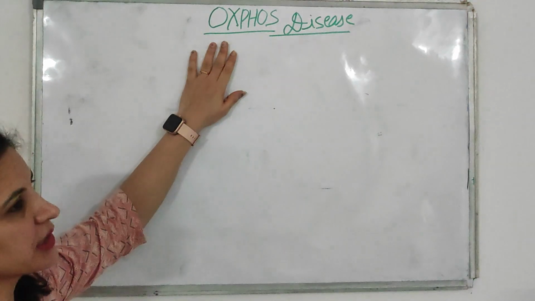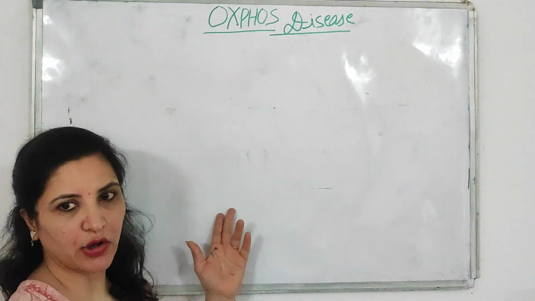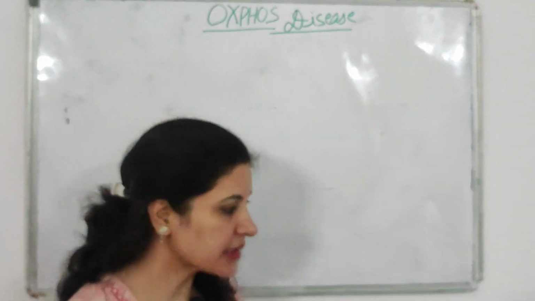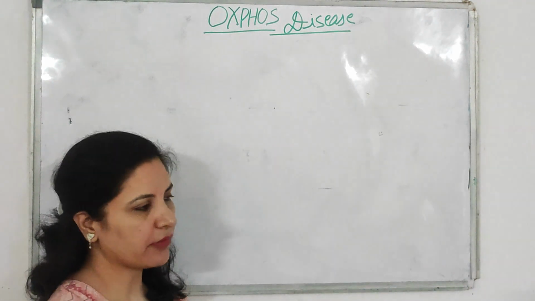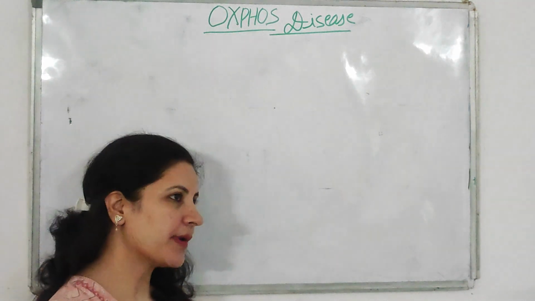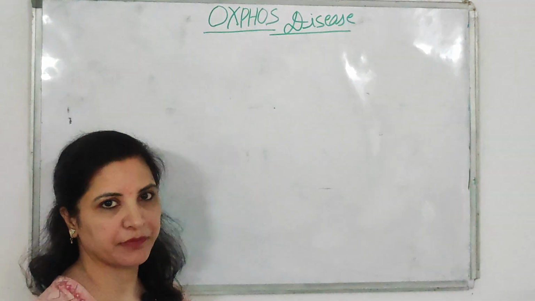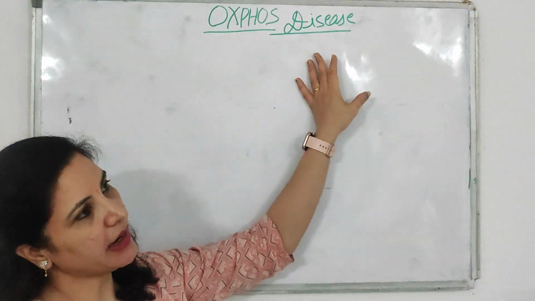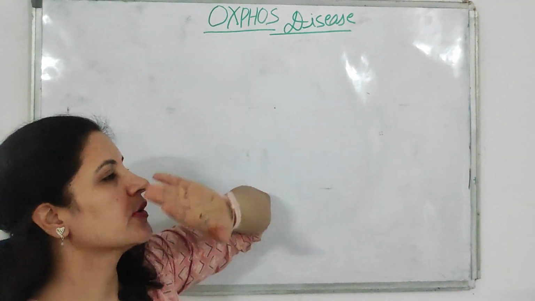So today's topic of discussion is OXPHOS disease. OXPHOS disease can be asked as a short note. Or if a long answer question comes, it can be asked in the form: what is the electron transport chain, what is the chemiosmotic theory, write the inhibitors and uncouplers of ETC, along with explaining OXPHOS disease in brief. Otherwise, simply a short note can be asked on OXPHOS disease. It's an important topic, so let's start.